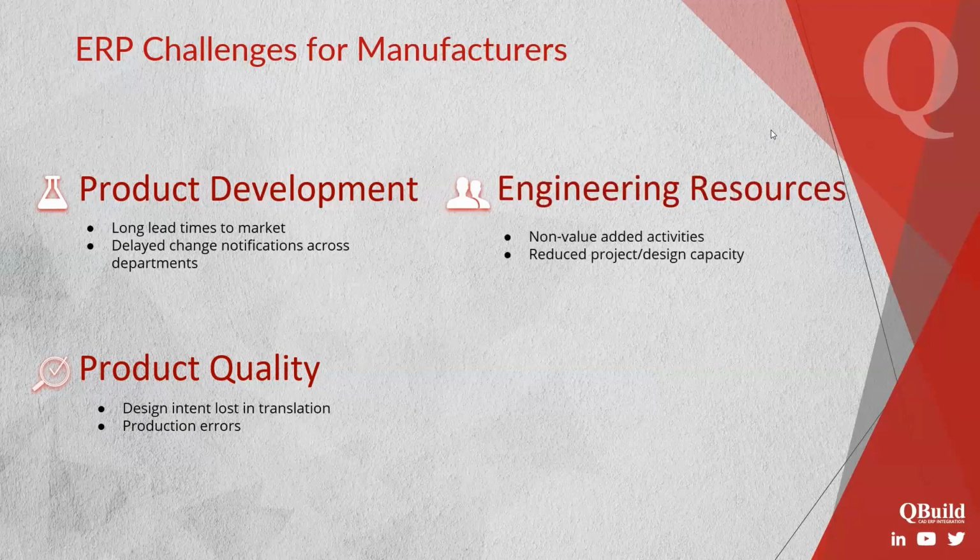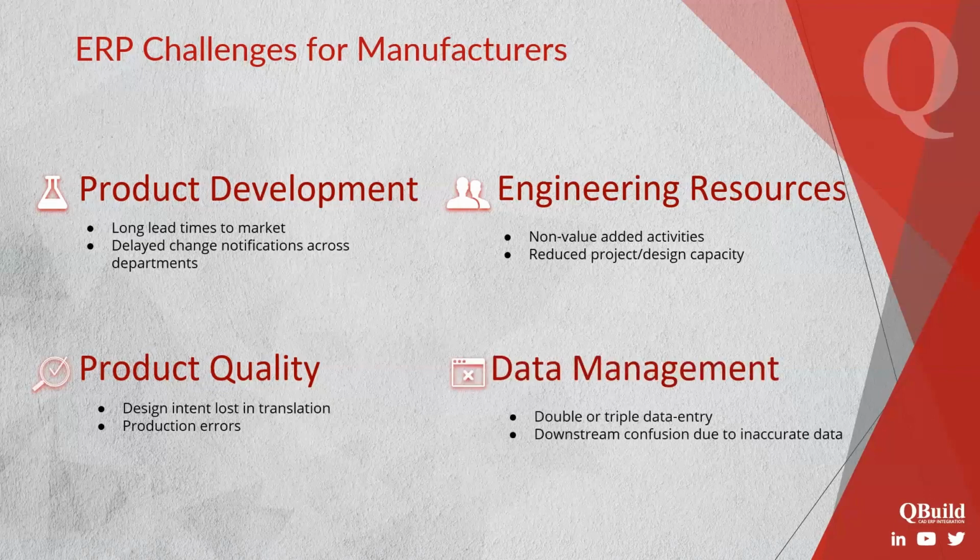Now, the next one is engineering resources, and I think that goes without saying, right? If the engineering team or your engineering resources are spending time on manual data entry or trying to get the data from their CAD system into Sage 100, then they're not spending their time wisely, right? That's definitely a challenge there, and that can reduce some of their project and design capacity. And lastly, we have data management. That double or triple data entry that's happening, and then downstream confusion that can happen due to not having that accurate data inside Sage 100.